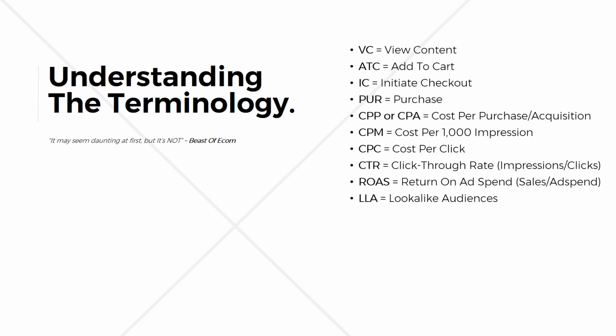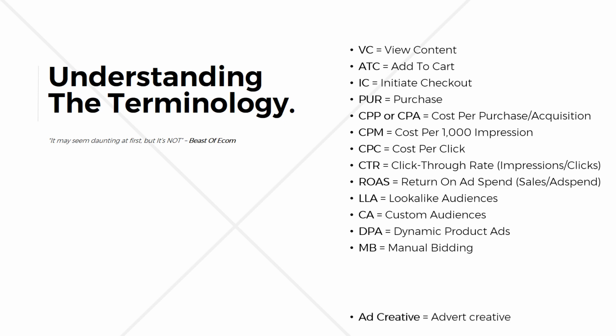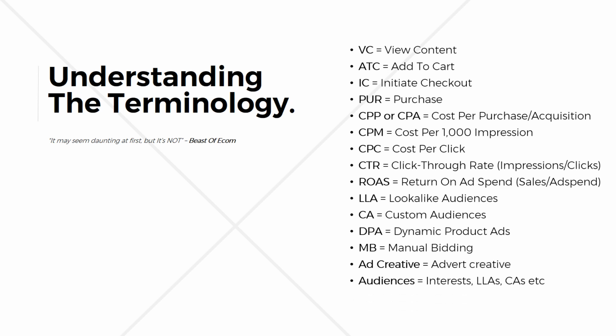LLA equals lookalike audiences. This is a type of audience that you can create from your custom audiences. And CA, custom audiences. This is from the pixel, so you can create custom audiences from actions from your pixel. For example, we could create a custom audience for everyone who has added a specific product to our cart. DPA, which is dynamic product ads, and we're going to talk about that. It's a form of retargeting. MB, manual bidding, again, it's a certain form of bidding on the platform. So you have auto bidding and manual bidding. I'm going to cover manual bidding strategies as well in this section of the course. Ad creative, that's basically the advert creative, so the front end advert that people see. When they're scrolling down Facebook, they'll see an advert, and that advert is what I like to call the advert creative. And there's audiences. Audiences are basically like interest, lookalike audiences, custom audiences and stuff like that. So audience is literally just a type of audience that you will be targeting.